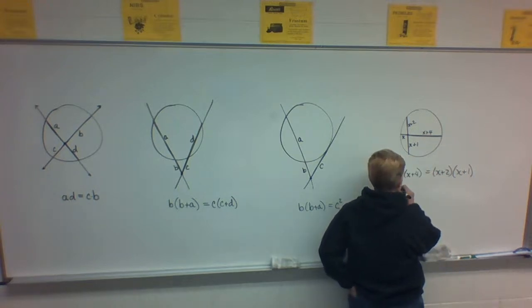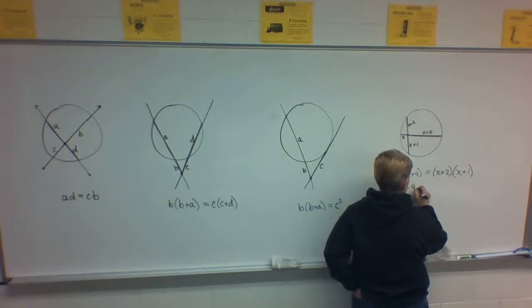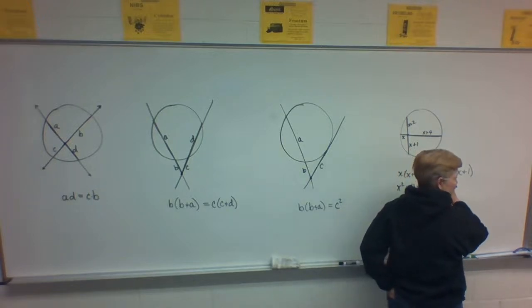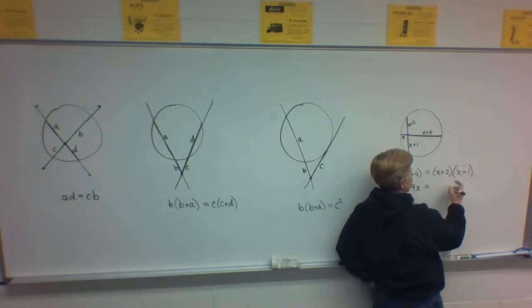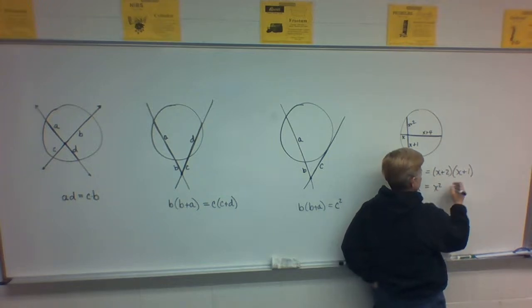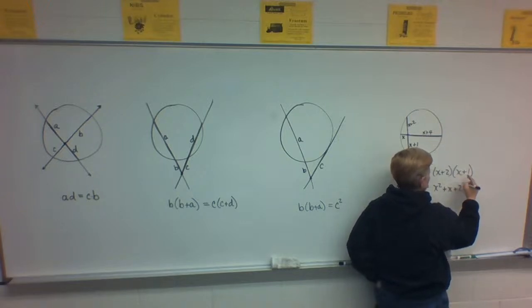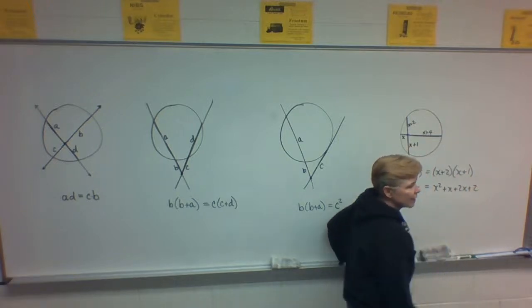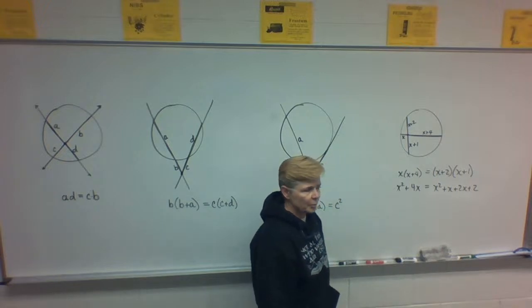So we distribute the x, and that gives me x times x is x squared plus 4x. Over here, I got to FOIL this out. It's going to be x squared plus x plus 2x plus 2. Anybody not follow that from your memories of algebra? Anybody?